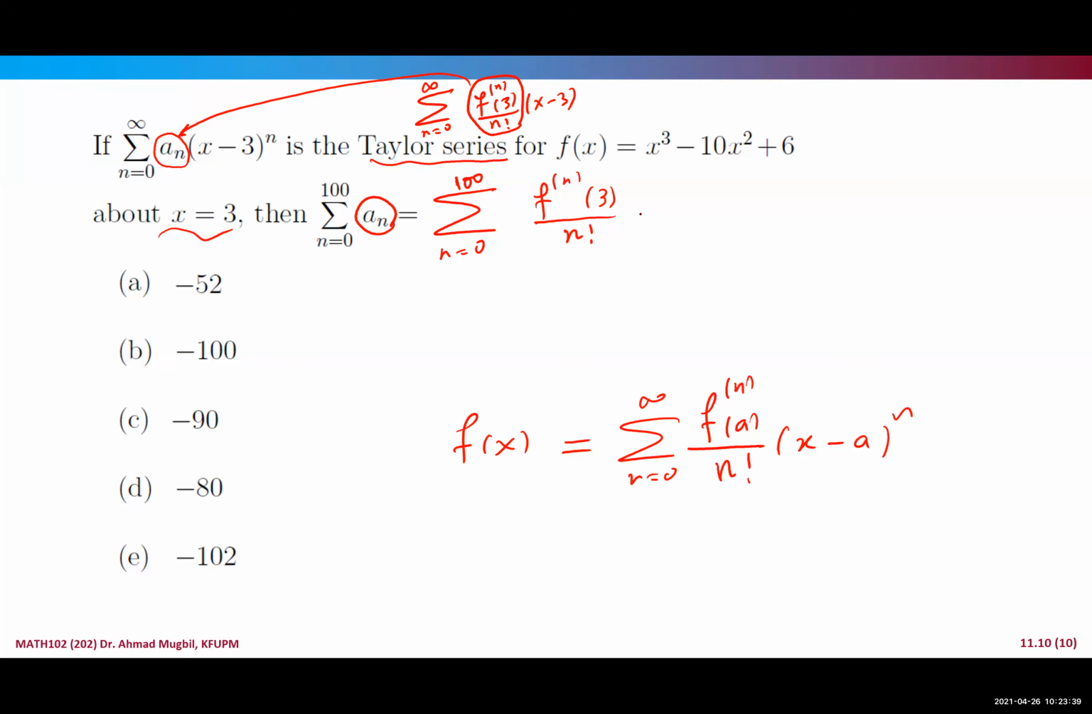So now we want the zeroth derivative, meaning the function at 3, over 0 factorial, plus the first derivative at 3 over 1 factorial, plus the second derivative at 3 over 2 factorial, and so on until the 100th derivative at 3 over 100 factorial. This is what we want.